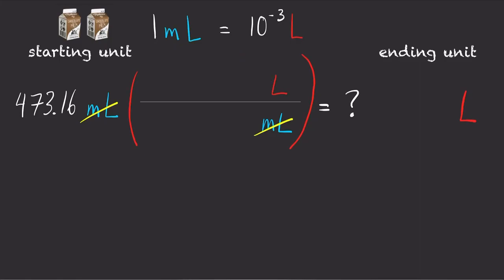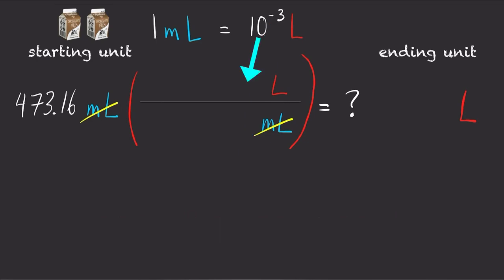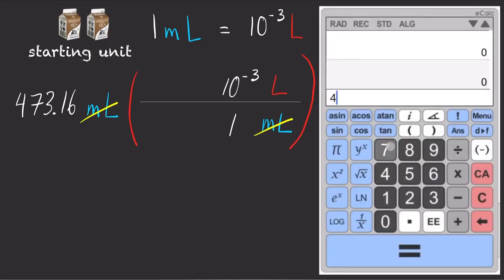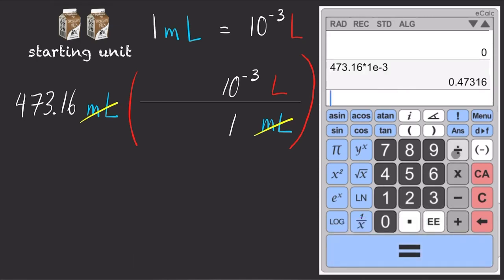Since the prefix milli means 10 to the negative 3, which has a negative exponent, putting 10 to the negative 3 in front of the unit liter will give us a smaller number equivalent to 1 liter. Using this information, we can plug 10 to the negative 3 liter into the numerator and 1 milliliter into the denominator. Now, plug the numbers into your calculator. Take the starting number, 473.16, multiply it by all numbers on the top, and divide the answer by all numbers on the bottom.